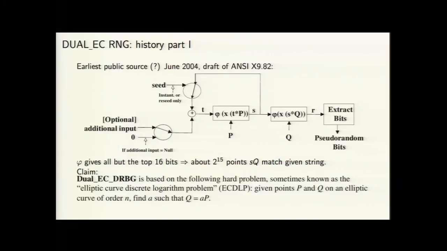Then you take the x-coordinate of this point. Usually it's 256 bits. You discard the top 16 bits and output the rest. No, you take the rest and call it s, and then compute s times Q. From this, you do the same procedure, and then you actually output it. Now you've taken your randomness and gotten some other randomness from it. So 256 minus 16, you have 240 bits of randomness.